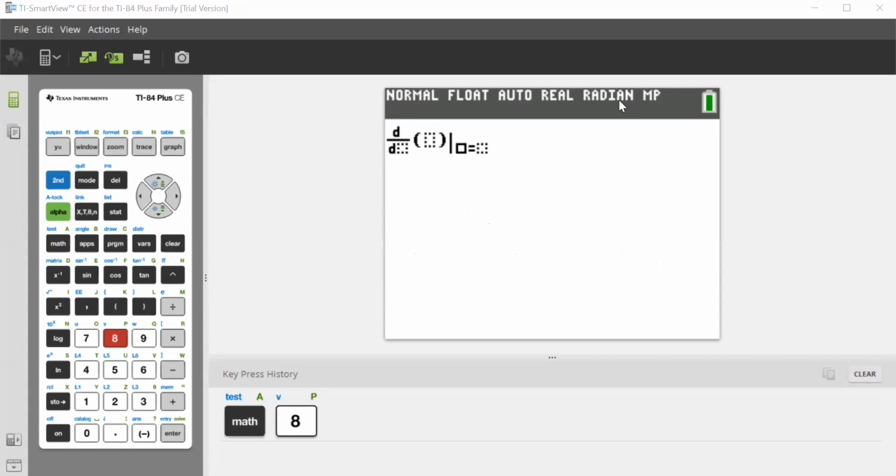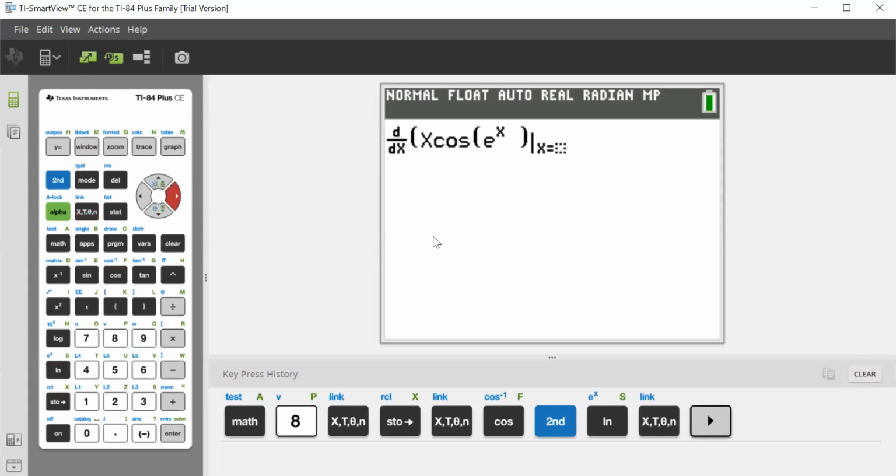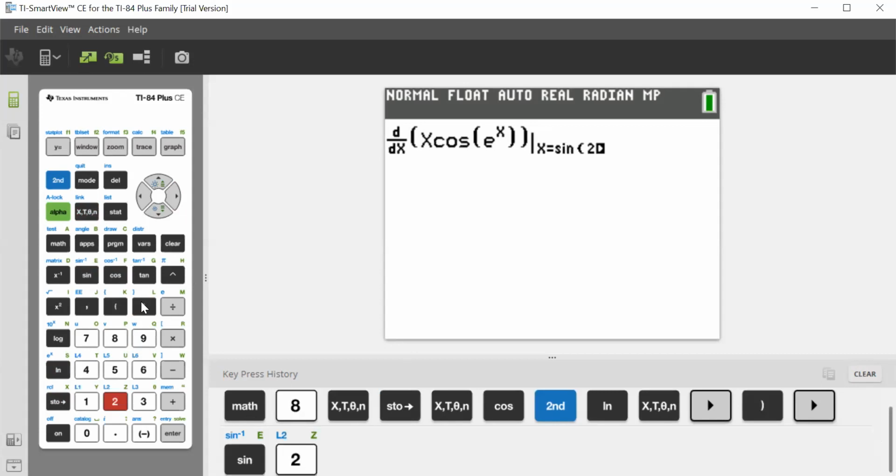All right, so using the graphing calculator, sorry about that, we should end up with math and then option 8 for the derivative. And so we're looking for the derivative with respect to x of our f prime, which is x cosine of e to the x. And we're looking to evaluate that at the x value that is sine of 2. Everybody good with that?